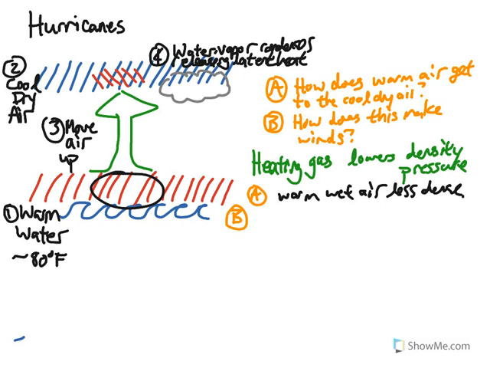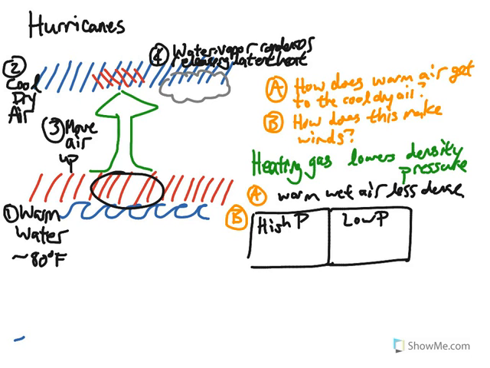Question B, how does this make winds? That's a little bit harder, but it's still not so bad. The question is, what is wind? Wind is essentially a flow of air from one place to another. And you can create a flow of air from one place to another if you have a difference in pressure between two places. So let's say I have a high pressure region, abbreviating pressure with P. You have a high pressure region over here, and a low pressure region over here. Then wind is going to go this way.